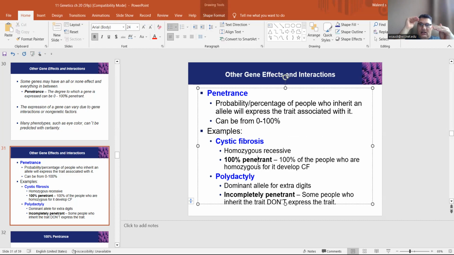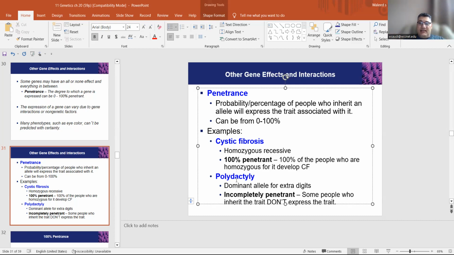This is lowercase c, and the dad is lowercase c. Their kids will have cystic fibrosis. Anybody who's homozygous recessive, if you got the lowercase c and the lowercase c, that's it.